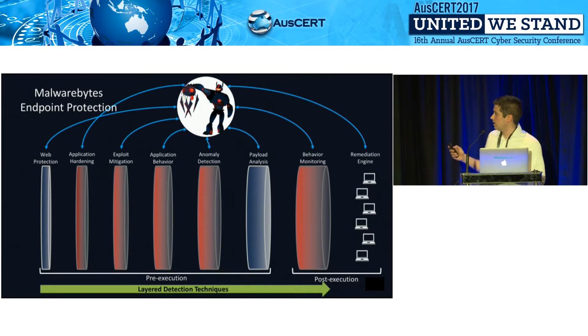We have an application behavior defense layer. This is where we monitor the ability to utilize things like OLE objects or Visual Basic scripts embedded in Word documents for things that should never be done. For example, a PDF document reaching out to a remote host and grabbing content and trying to launch a process. Beneath that, we do have a machine learning defense layer.